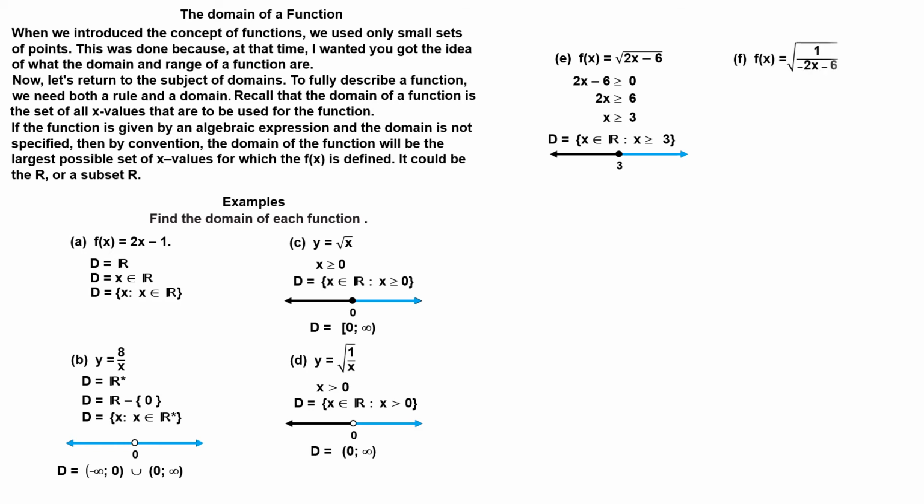The problem we have with this function is that we cannot have a negative inside the square root and we cannot divide by 0. So we will set the inside greater than 0 and solve. Pay attention, when you multiply or divide an inequality by a negative value, you must change the direction of the inequality. The result will be the domain.